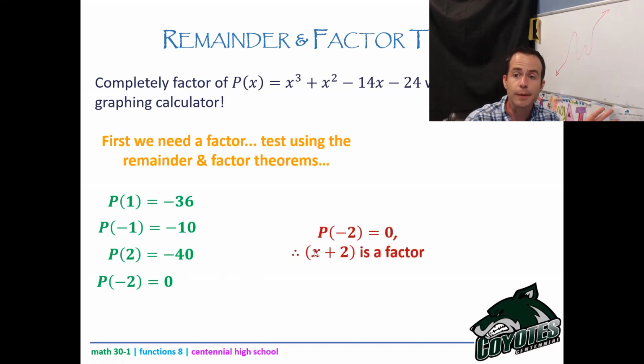Now you need to tell me that you know you found a factor, because remember all of this is about communication. So P of negative 2 equals 0, therefore x plus 2 is a factor, okay? Now, what do I do with that? Well, here's where long division or synthetic division kicks in. Because now that I know it's a factor, I know that I can divide the polynomial by x plus 2, and I'm gonna get out a polynomial that I can continue to work with, okay?